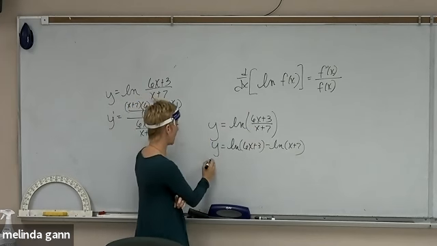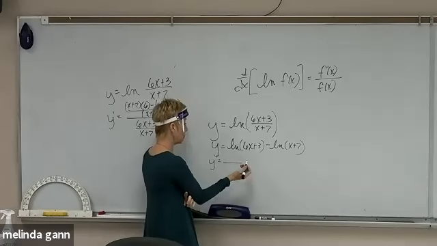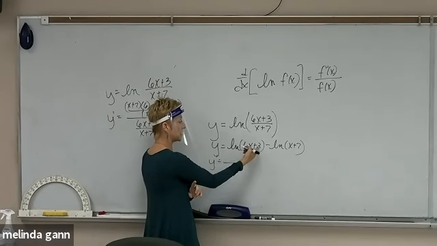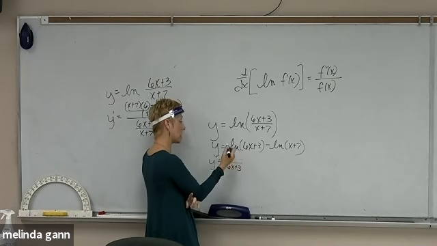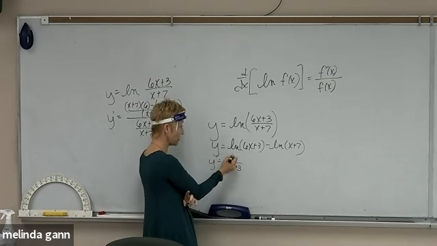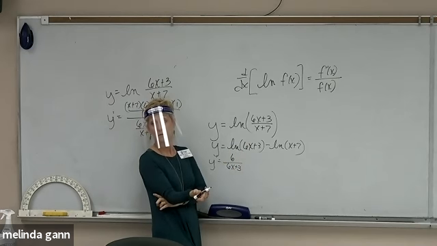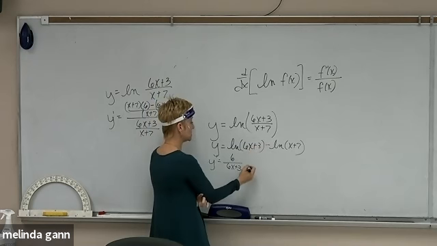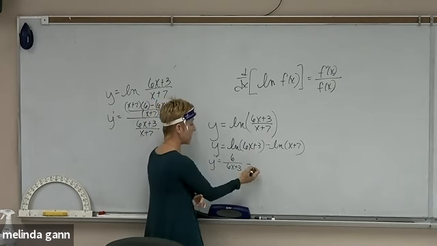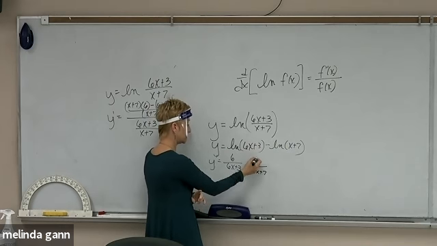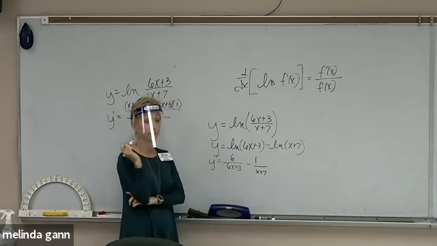form. Because now all I've got to do, what's the derivative of the natural log of 6x plus 3? What goes on the bottom? 6x plus 3. What goes on top of it? The derivative of what you just wrote, 6. Minus, what's the derivative of this natural log going to be? What goes on the bottom? x plus 7. What's the derivative of that? 1. I'm done.